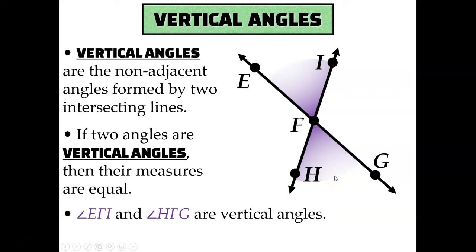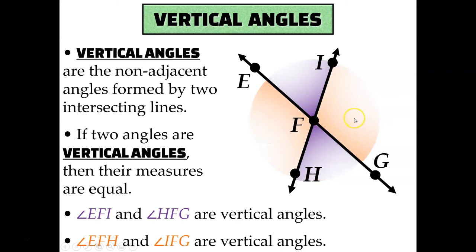There's actually another pair of vertical angles in this diagram. There's actually always two pairs of vertical angles created by the intersection of two lines. These orange angles would also be vertical angles. Angle EFH and angle IFG are vertical angles as well, because they are non-adjacent angles formed by two intersecting lines, so that means that these two angles would have the same measure as well.